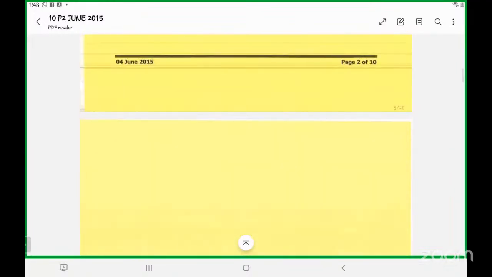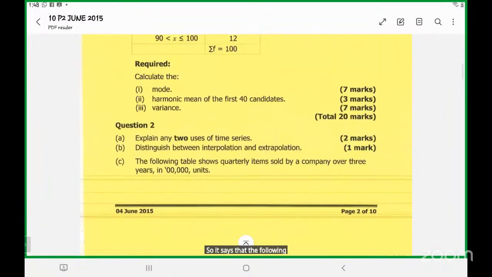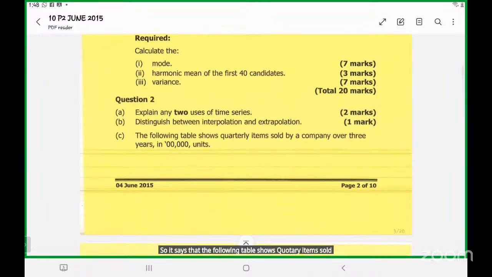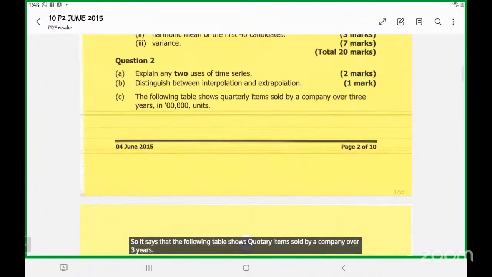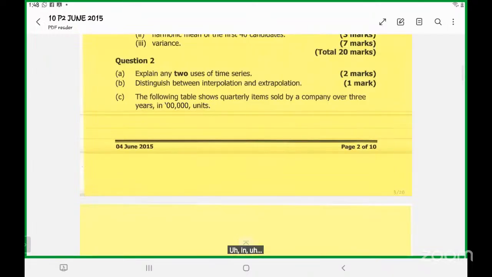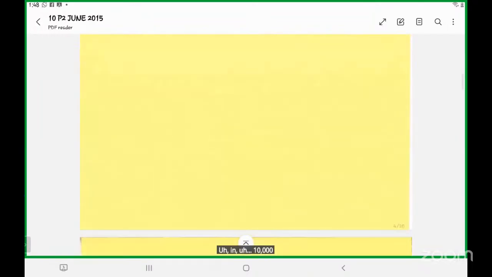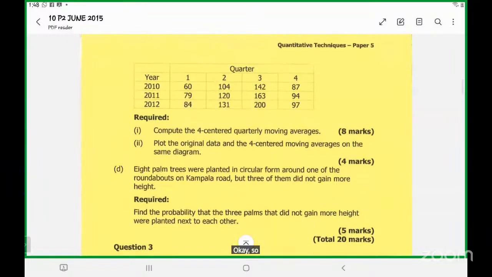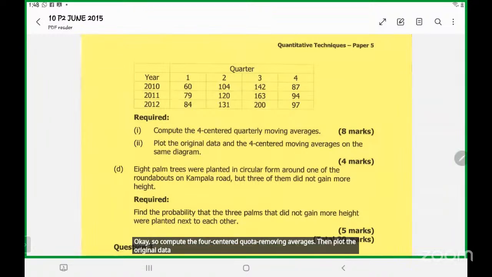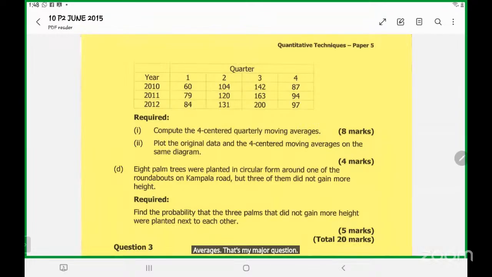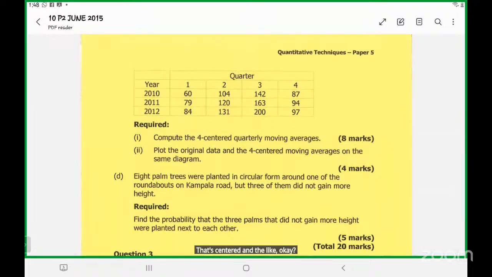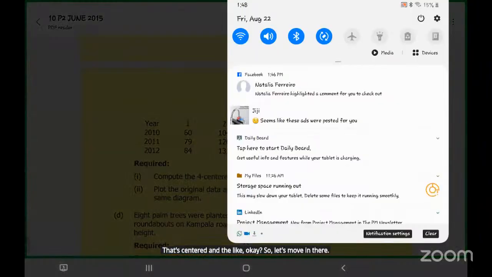It says that the following table shows quarterly items sold by a company over 3 years in 10,000 units. Okay. So compute the four-centered quarterly moving averages, then plot the original data and the four-centered moving averages. That's my major question. I know the rest you know how to compute the centered and the like. Okay. So let's move in there.